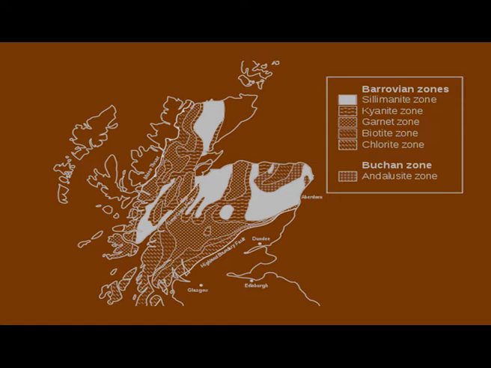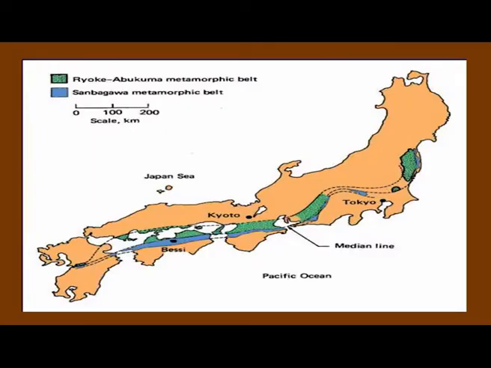Barrow in 1912 first recognized his zones of progressive metamorphism in the Dalradian of Scotland. It was thought that this sequence, chlorite, biotite, garnet, staurolite, kyanite, sillimanite, was typical of all orogenic belts. During that time, Miyashiro, working in Japan in the 1950s, found that the sequence of progressive mineral development was not like the classic Barrovian type.